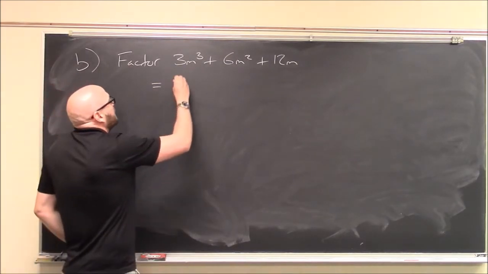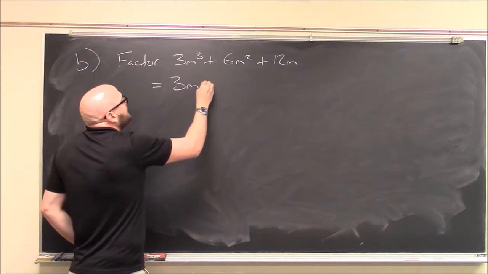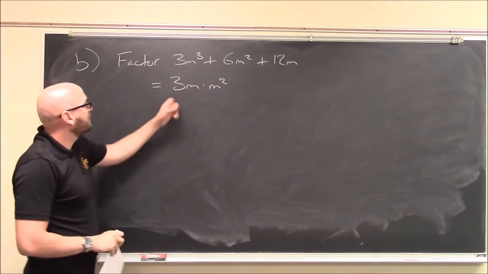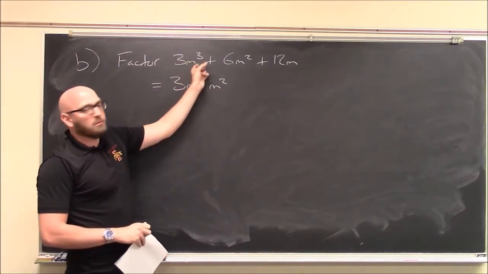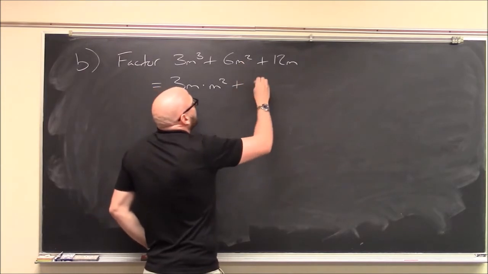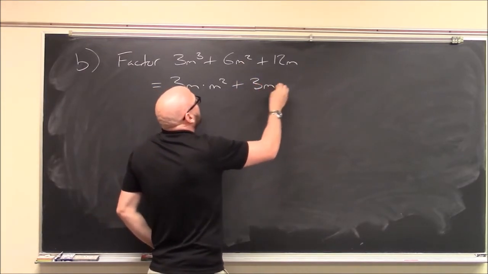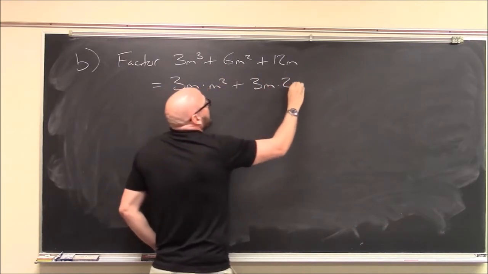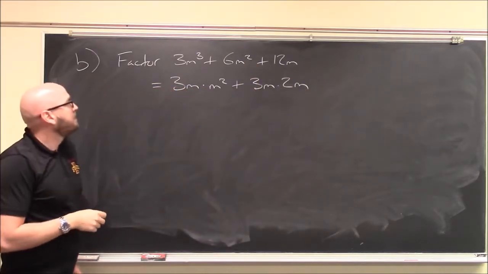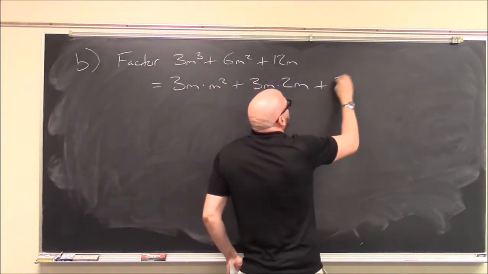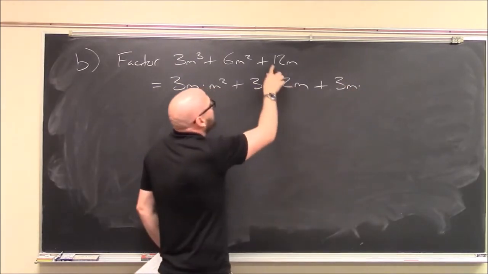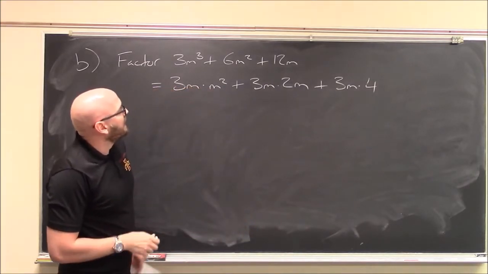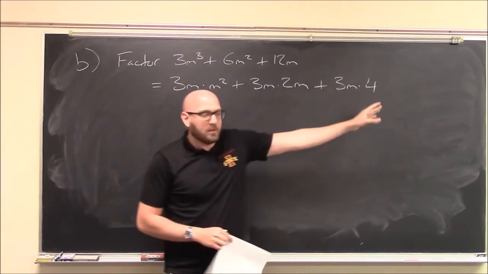I can divide by 3m. So this first term is actually 3m times m squared. If I multiply them together, 3m times m squared, I get right back to 3m cubed. The next term, 6m squared, is 3m times what? Times 2 to get 6, and times m. M times m gives me m squared. And last but not least, 12m is 3m times, I need 4 to get 12. And I already have the m here, so it's just 3m times 4.